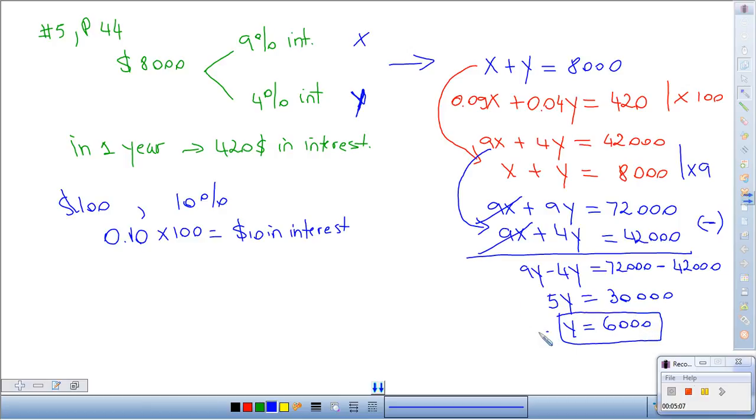I can already notice that she's invested a lot more money at 4% interest. So from here, I can find out my x, which is 8,000 minus 6,000 or $2,000. So you can write your therefore statement. Therefore, Isabel invested $2,000 at 9% interest and $6,000 at 4% interest and earned after 1 year a total of $420 in interest paid.